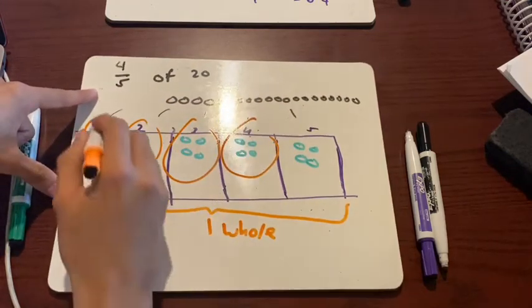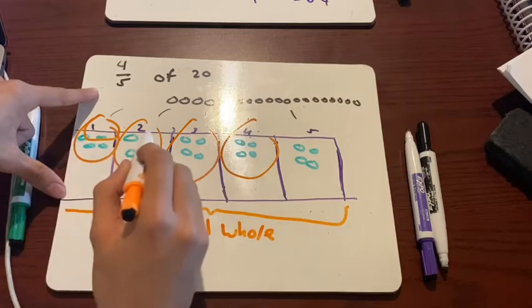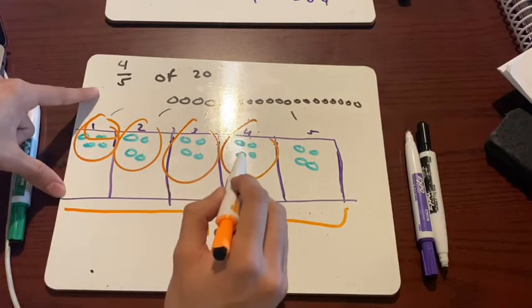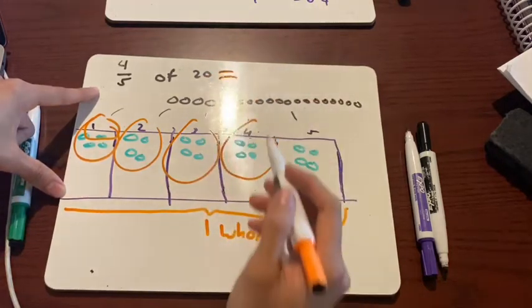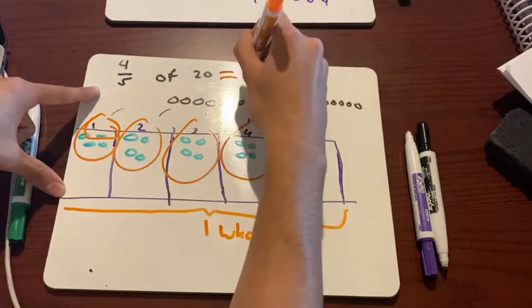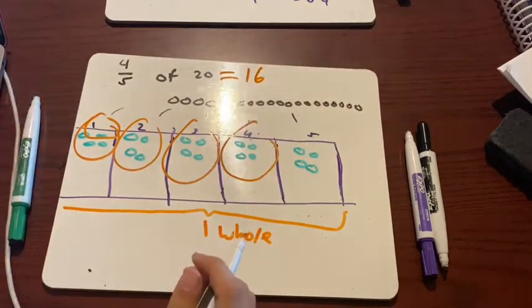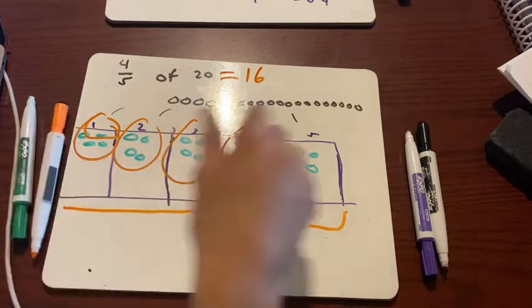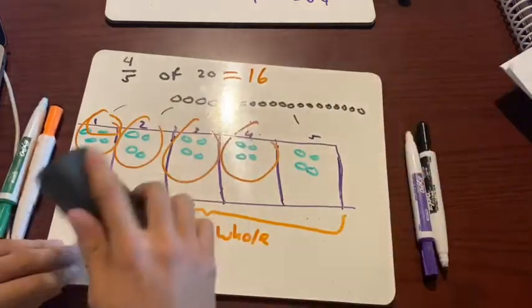So how much is that? 1, 2, 3, up to 16. So 4 over 5 of 20 is 16, everybody. That's our answer. All right, let's move on to number 2.